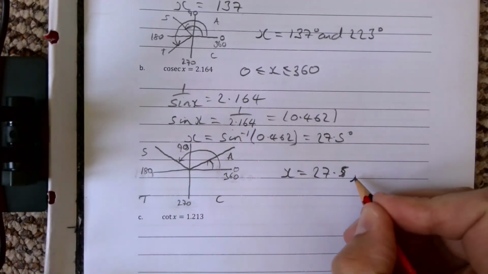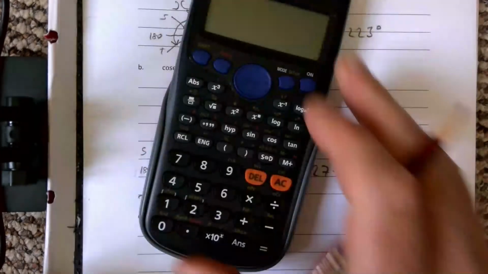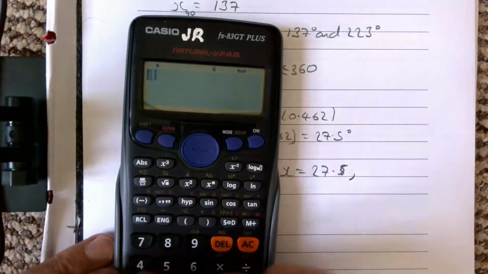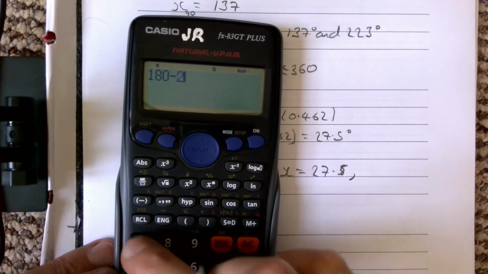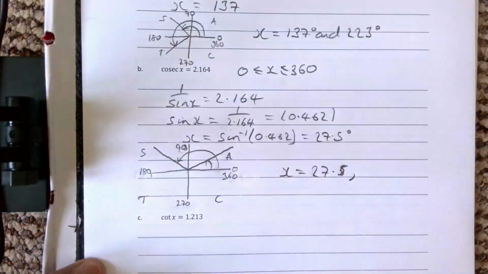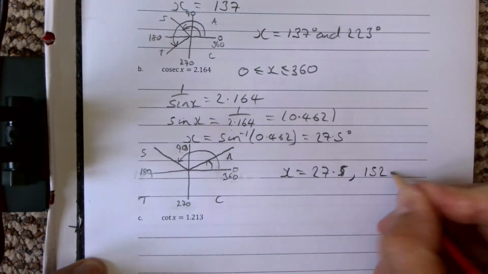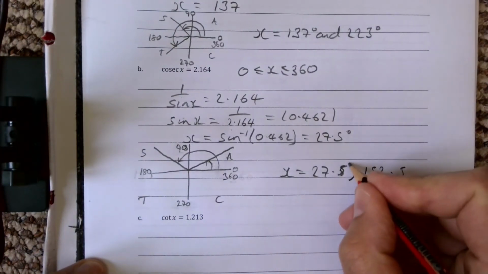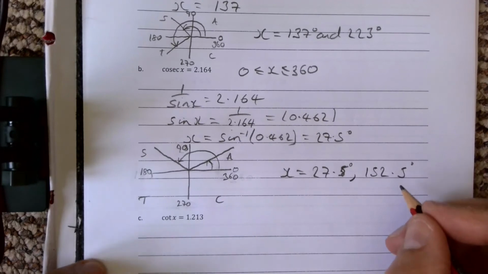So the other value for that is going to be 180, take away 27.5. I should be ashamed of myself using a calculator for this, but that's okay. And that of course gives me 152.5 degrees, so those are my two answers.